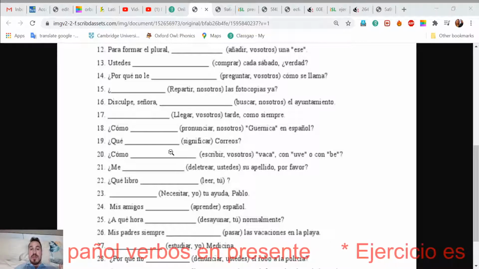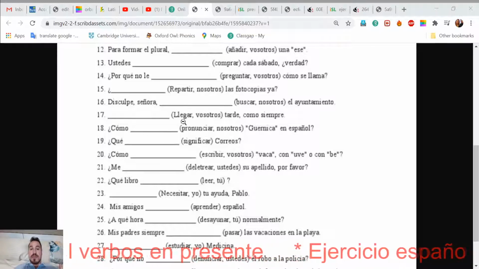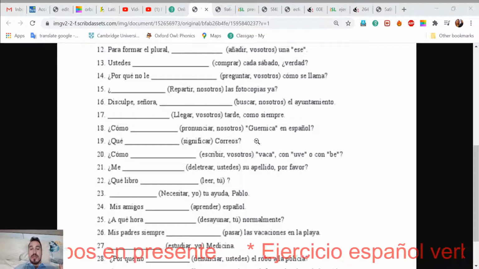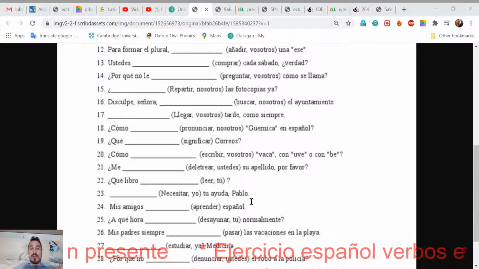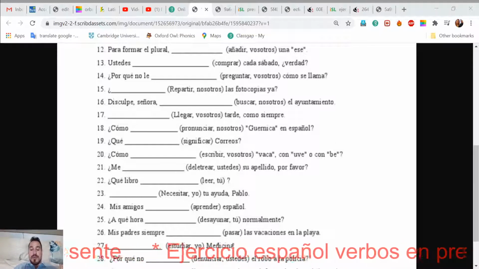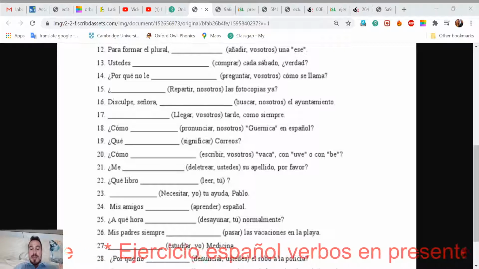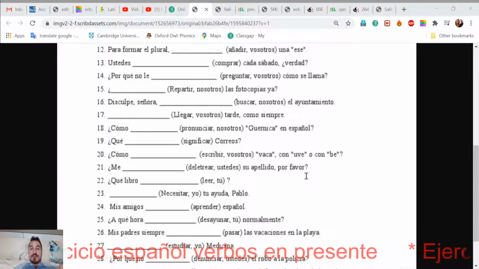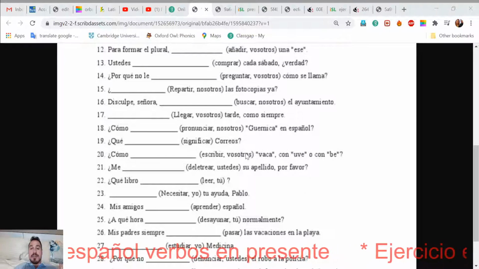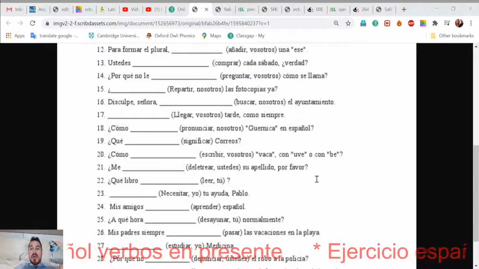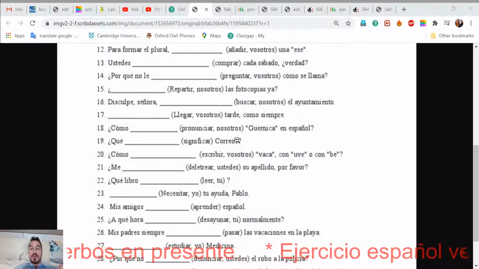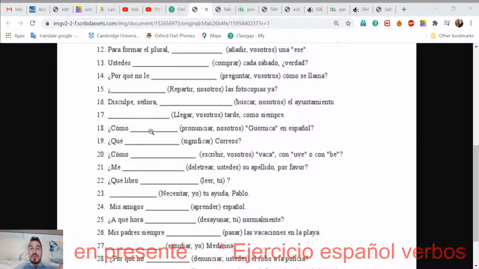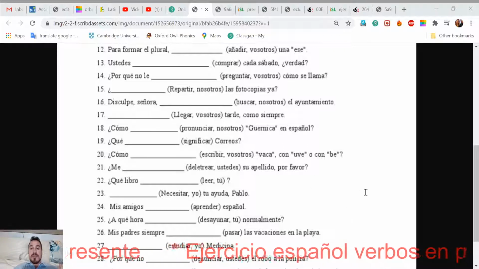18. ¿Cómo? So pronounce Guernica en español. So, ¿cómo pronunciamos? So notice here we have an A. Because this is an AR verb. And we have a MOS, of course, because we talk about nosotros. So, ¿cómo pronunciamos Guernica en español?